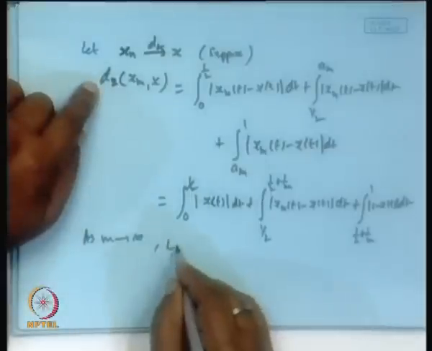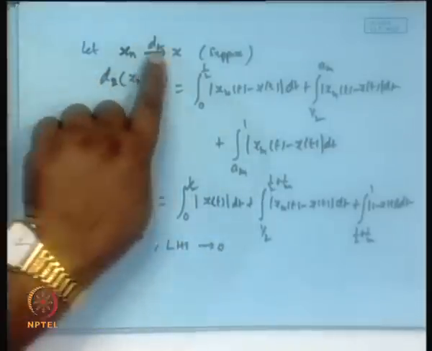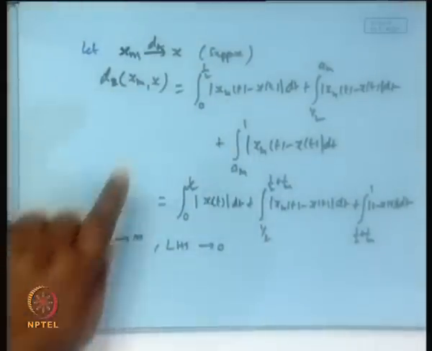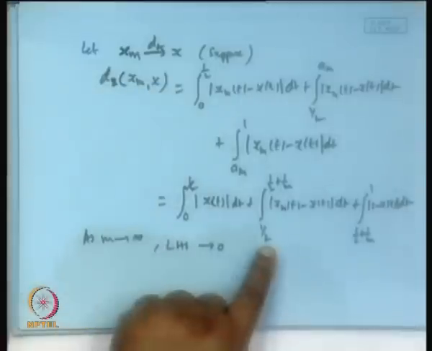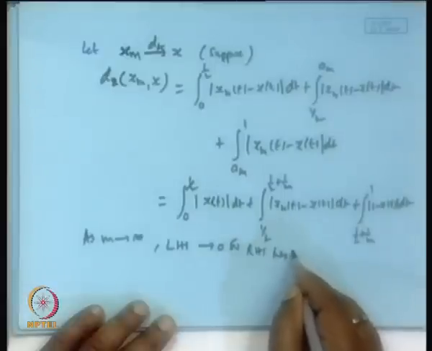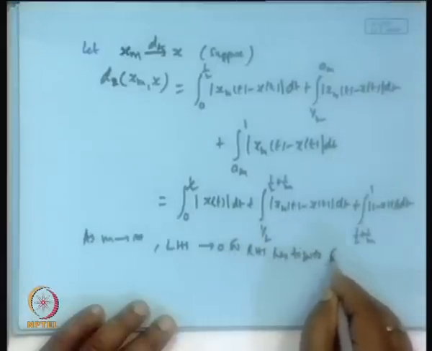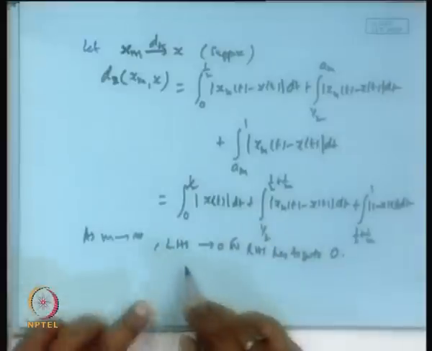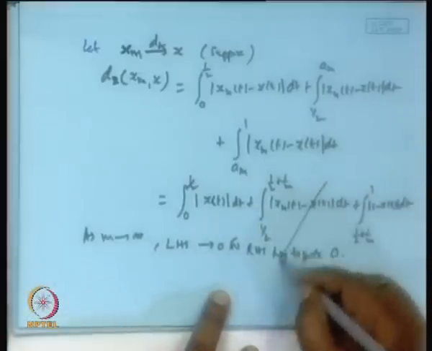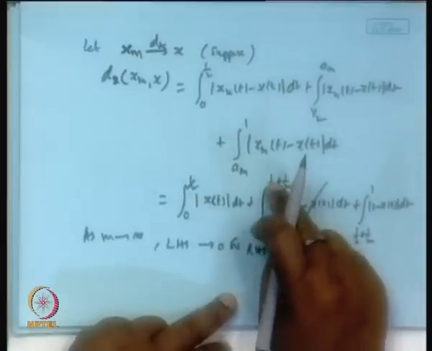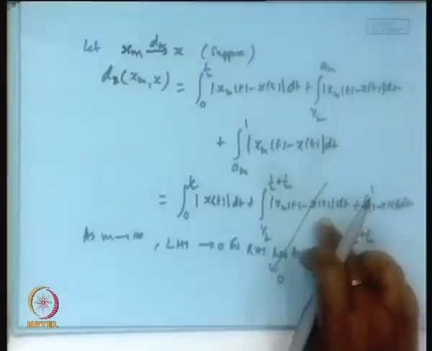Now, let m tend to infinity. The left hand side tends to 0 because we are assuming x_n, or x_m, converges to x. So, the left hand side will go to 0. So, the right hand side has to go to 0, is it not? Now, in order to get it 0, the middle part is already 0. When m tends to infinity, this middle portion is already 0, because both upper and lower limits coincide. So, whatever the integrand may be, it comes out to be 0.